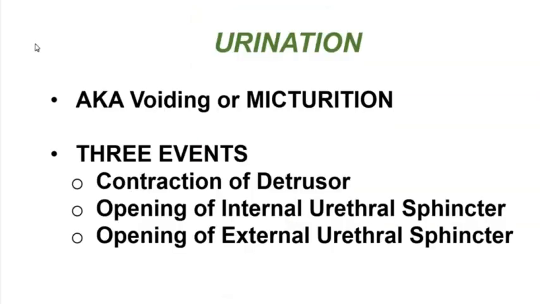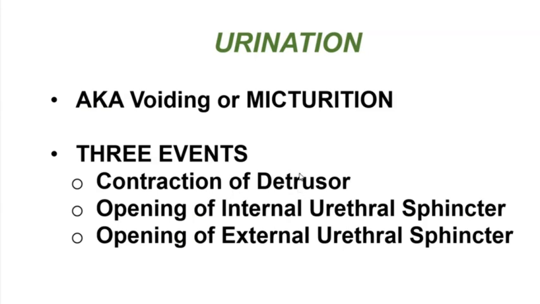So we looked at the structures of the ureters, the urinary bladder, and the urethra. Now we'll talk briefly about how urination is achieved. So urination is also called voiding or micturition. And we see three events that have to happen in order for urination to occur.